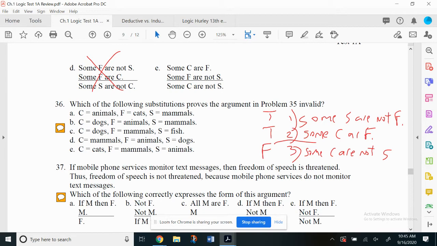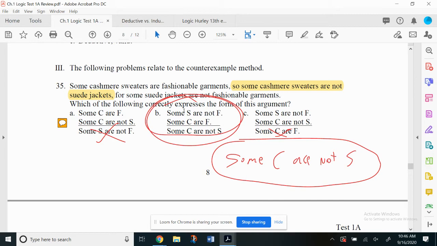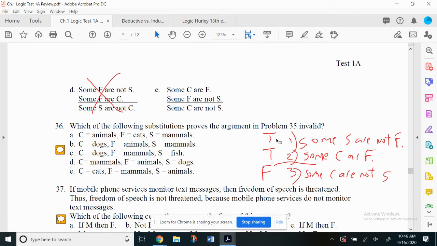So you don't have to know anything about the content of cashmere sweaters, garments, all that kind of stuff. You don't have to know anything about suede jackets, exactly how they're made. All you have to do is symbolize it and come down here and see if you can prove it invalid. Let's see if we can do it.